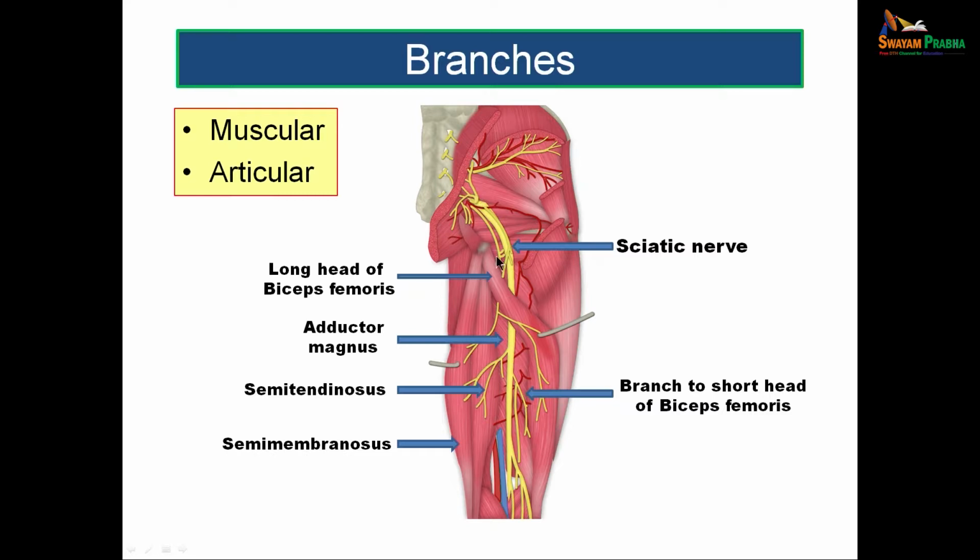The branches supplying all the hamstring muscles mentioned arise from the medial side of the sciatic nerve. So, please note, these branches carry fibers from the tibial component. There are four branches given off to the four components forming the hamstring group of muscles. Only one branch arises from the lateral side, which is going to supply the short head of biceps femoris, and this carries fibers from the common peroneal component.